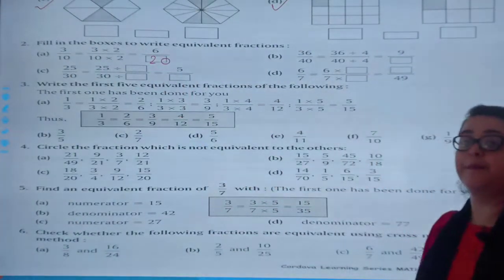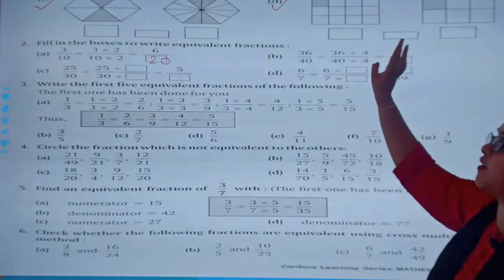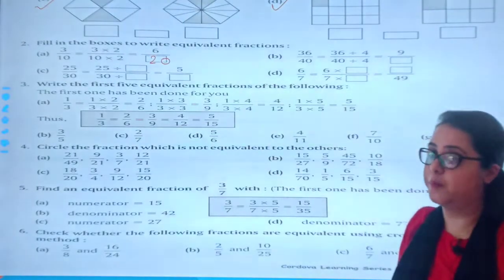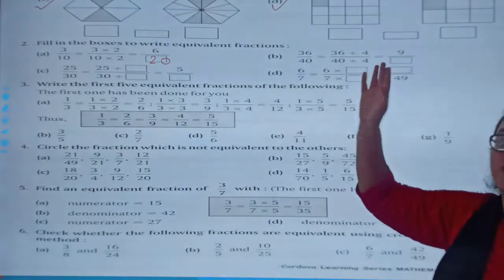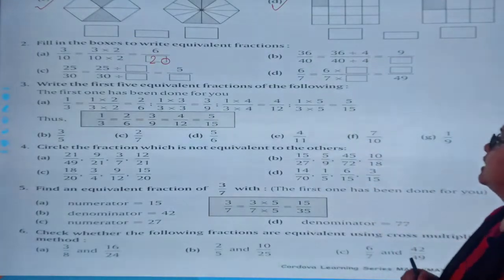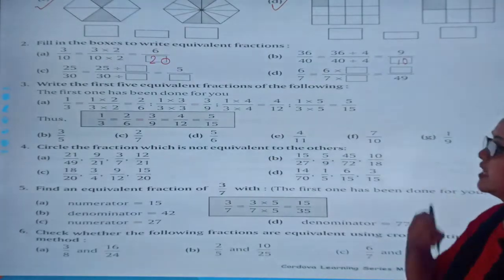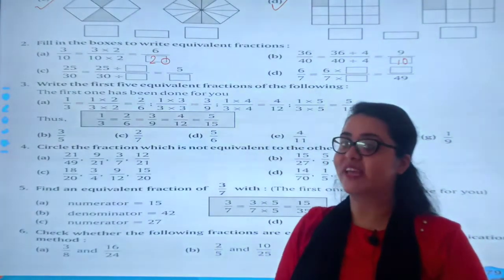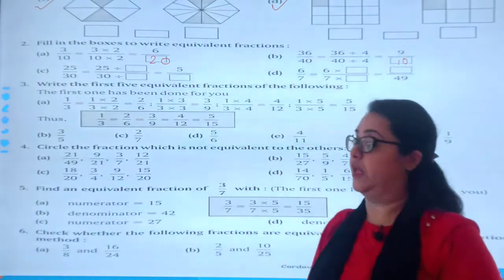Let's discuss the B1. See, 36/40 is divided by 4. 4 is divided at numerator as well as denominator. So 36 is divided by 4, I will be getting 9. 40 divided by 4, I will be getting 10. It's so easy, right? The remaining sums you will be solving as a part of your worksheet. Let's move to question number 3.